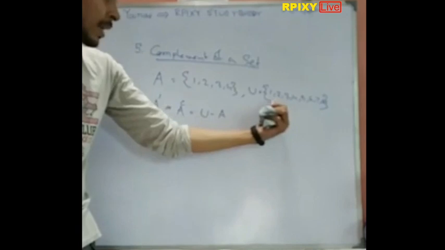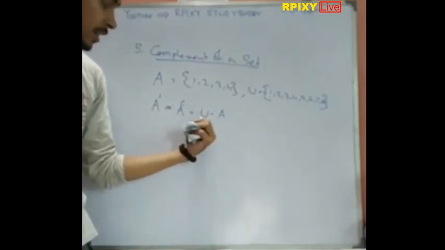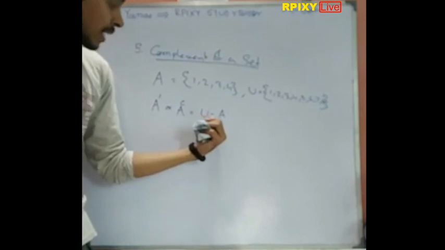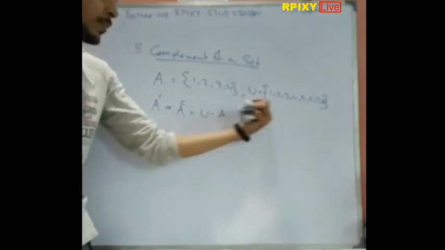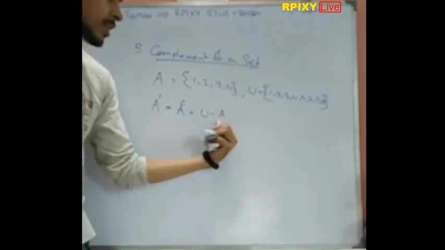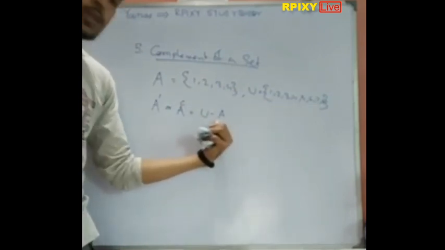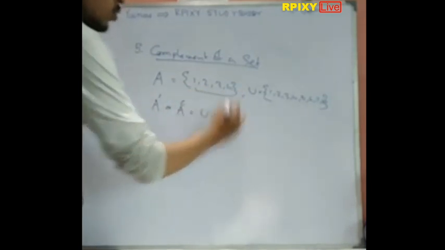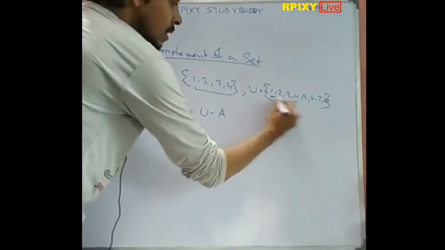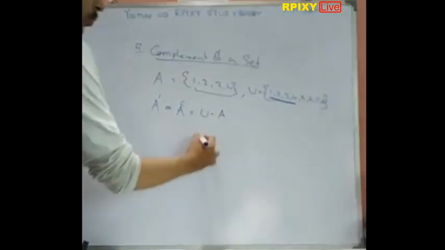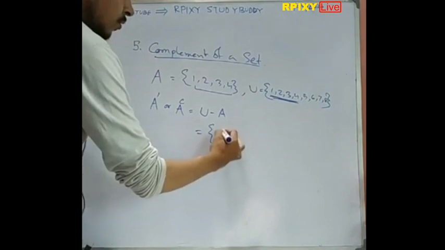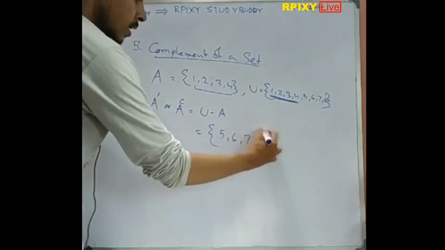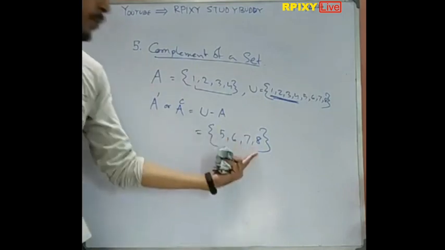That means eliminate the elements of A from the universal set. This indicates the difference between the universal set and set A. So what are the elements of A? 1, 2, 3, 4. You have to eliminate these elements from the universal set. So U minus A is only 5, 6, 7 and 8. So this is the complement of A.